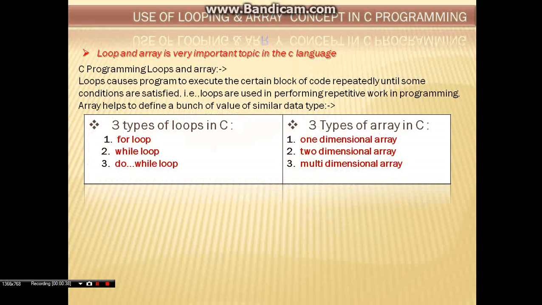Three types of loop in C. First, for loop. Second, while loop. Third, do while loop. Three types of array in C: one-dimensional array, two-dimensional array, multi-dimensional array.